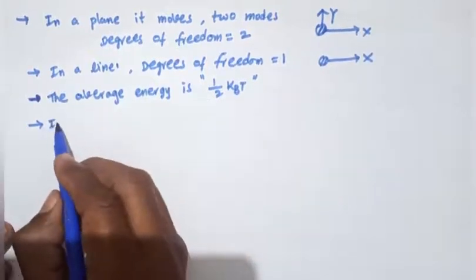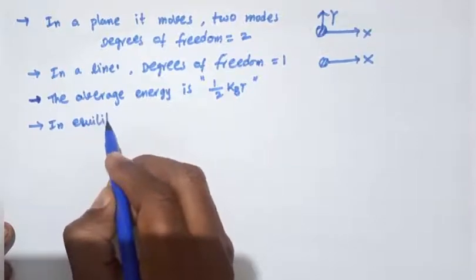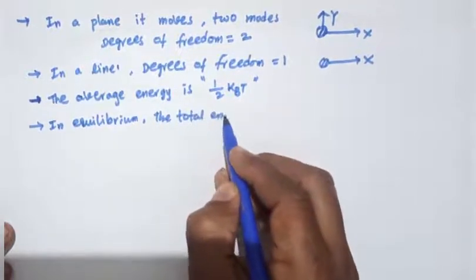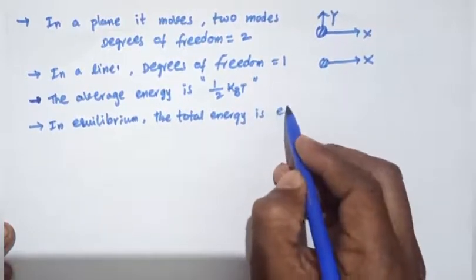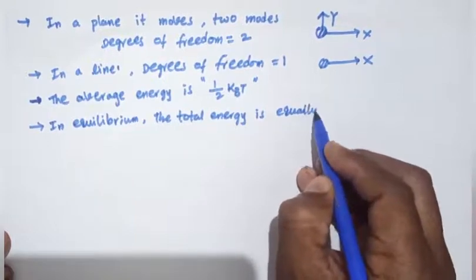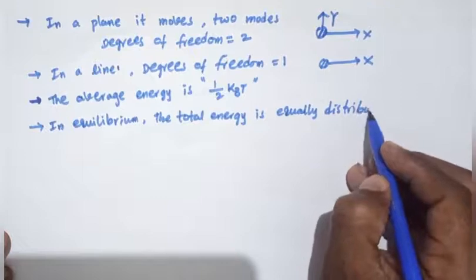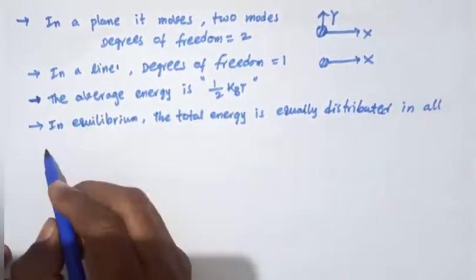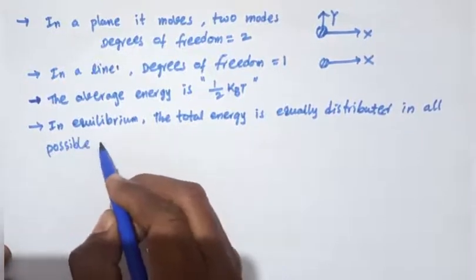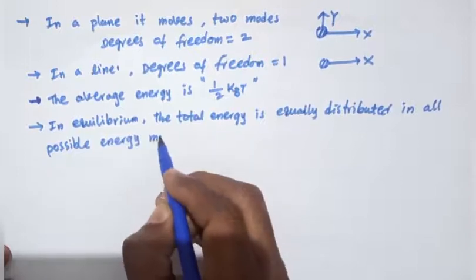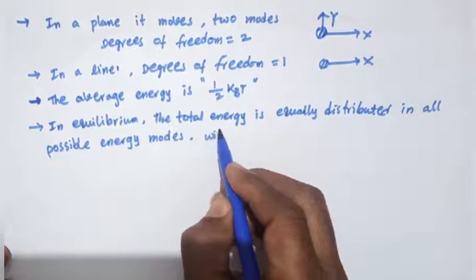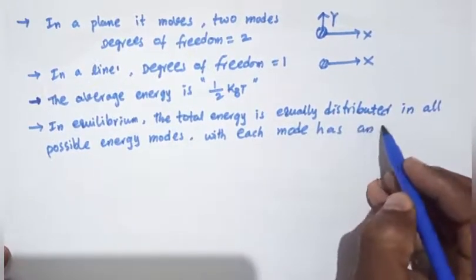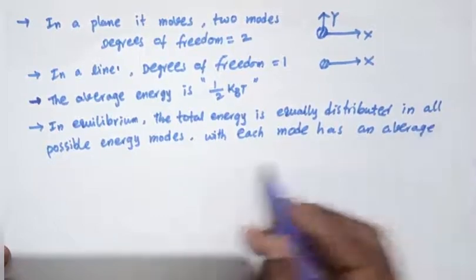So in equilibrium, the total energy is equally distributed in all possible energy modes, with each mode having an average energy.